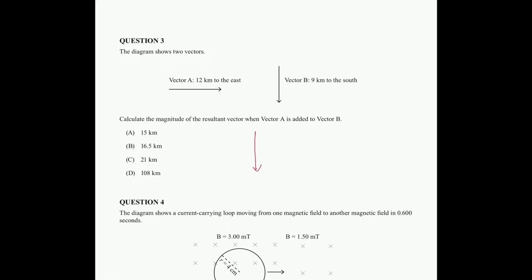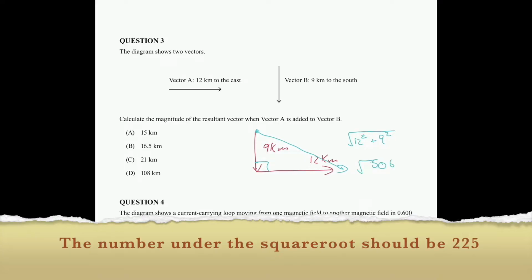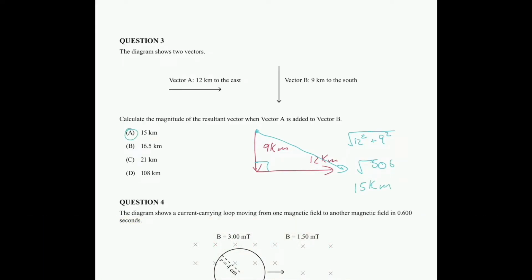So vector B goes down 9 kilometers, and then vector A goes towards the right at 12 kilometers. For simple vector addition, we're going to draw a vector from our origin, and what we get is a right angle triangle. So we're just going to use Pythag for this one. 12 kilometers squared plus 9 kilometers squared is going to get us 306, and then the square root of 306 ends up getting us 15 kilometers. So our answer for this one is going to be A.